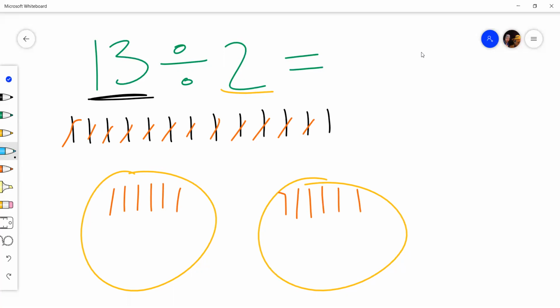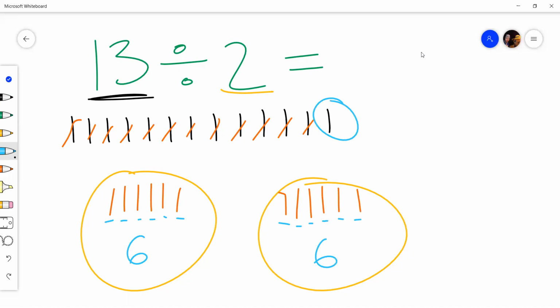my groups are equal. 1, 2, 3, 4, 5, 6. 1, 2, 3, 4, 5, 6. But there's 1 left over. So this gets me 6 and this gets me 6, but I have this 1 left over.